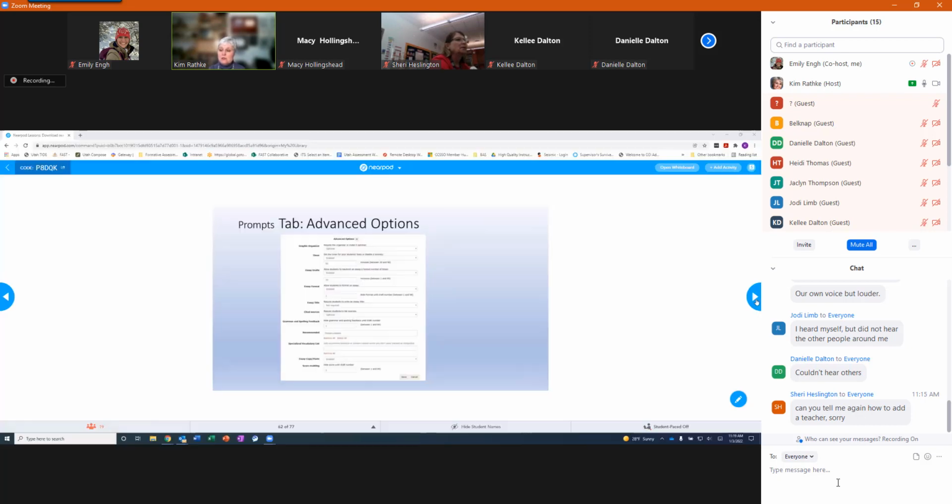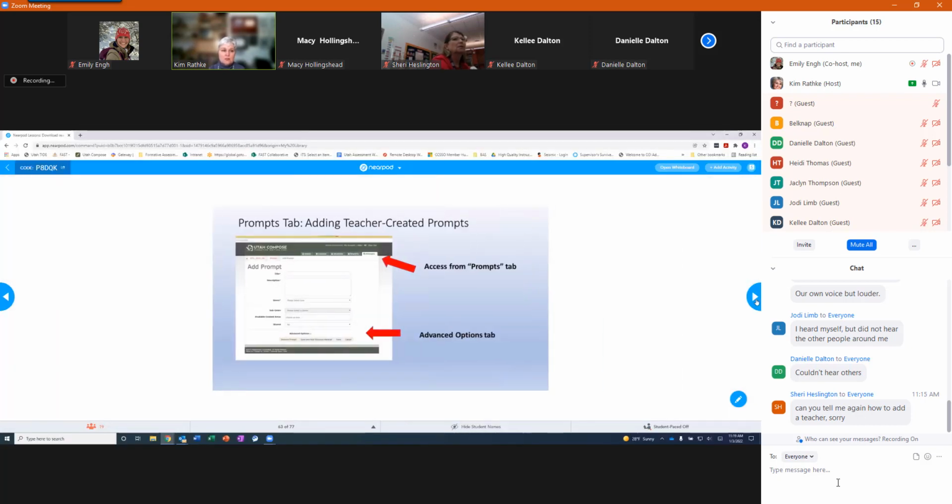And this is where you actually do that, is you click on advanced options under prompts and do that. You can also add your own prompts. And you can also do the same thing with advanced options and access all of that. That is a really important feature. Advanced options really helps a lot.